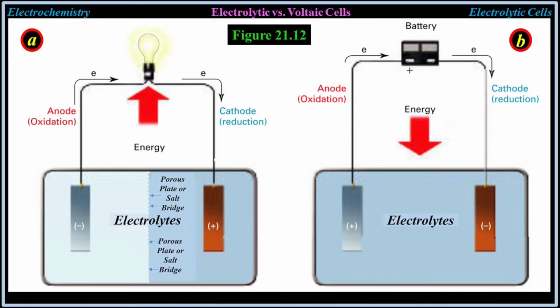Figure 21.12, which I will explain on the next slide, is an illustration of a voltaic cell on the left, that's A, and an electrolytic cell on the right, that's B. Study them very carefully. What is the similarity between the two and the difference? You want to be able to draw these yourself from memory and apply the cells to concepts in electrochemistry.